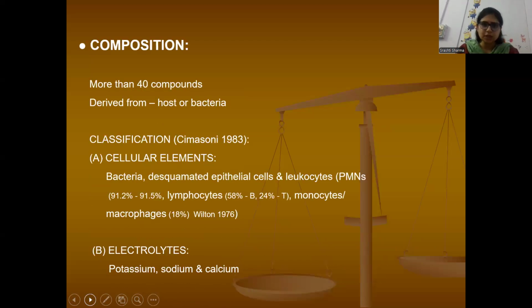So now composition. It has more than 40 components which are derived from either host or bacteria. Classification: A. Cellular elements, bacteria, desquamated epithelial cells and leukocytes. B. Electrolytes, which include potassium, sodium, and calcium.